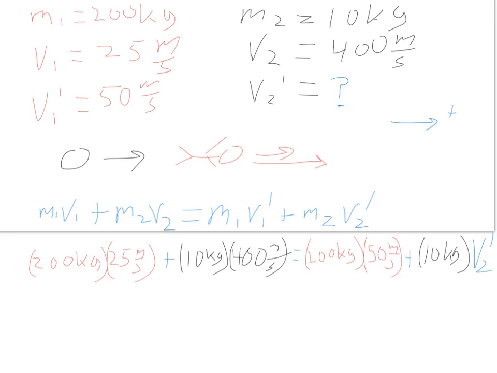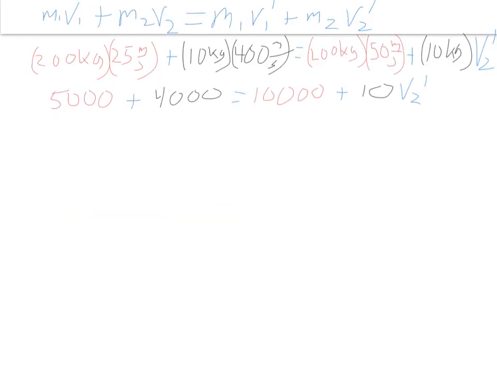From here, all we need to do is a little math. 200 times 25 is 5,000, plus 10 times 400, that is 4,000. Then afterwards, we've got 200 times 50, that's 10,000. You can see there that radioactive man's momentum increases. Plus the mass of the cannonball, 10, times its velocity after.